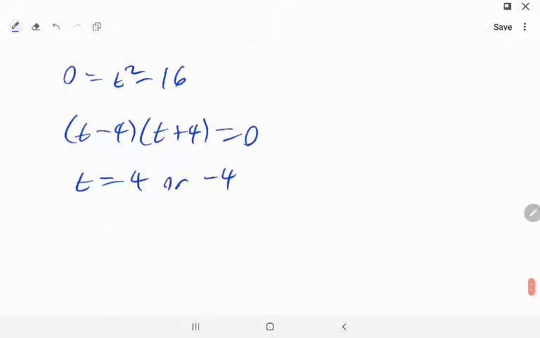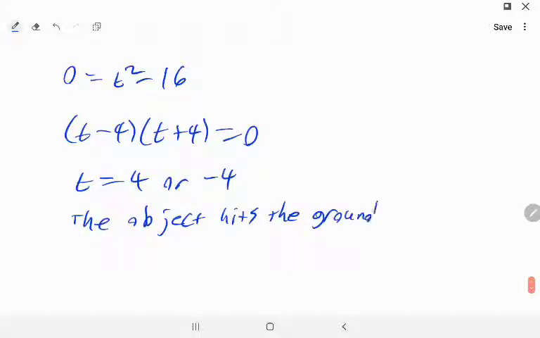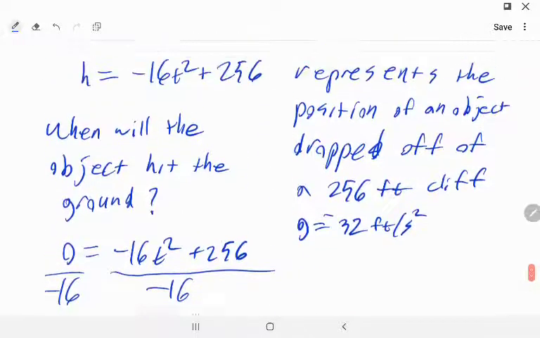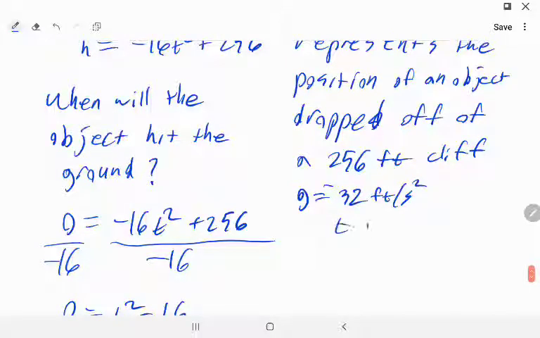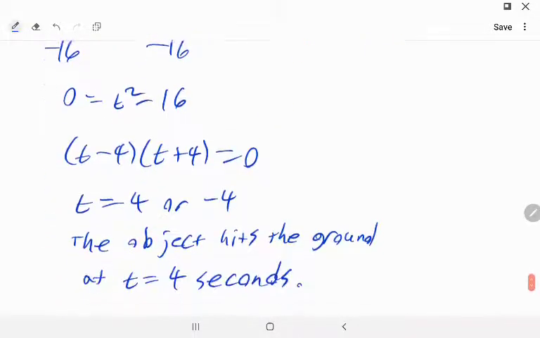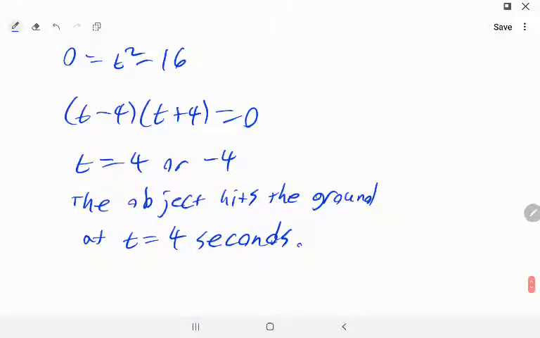And so we know that the object hits the ground at t equals 4 seconds. We should have specified that time was given in seconds. Yeah, so t is in seconds. And we notice that, again, we typically discard negative values. We aren't interested in the object hitting the ground 4 seconds before we dropped it.